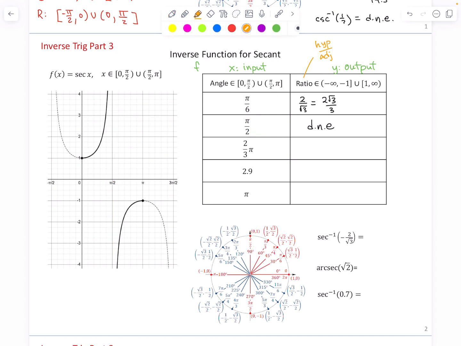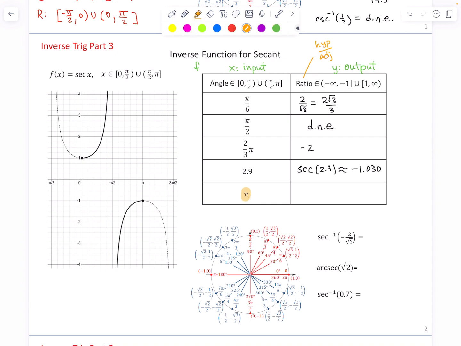Venturing into the second quadrant, this portion of our angles, 2 pi thirds is this location. The first coordinate is -1/2. The secant is the reciprocal of that, so -2. 2.9 radians is a little bit less than 3 radians. Pi radians points on the left side of the circle, so I expect 2.9 radians to be an angle somewhere around here. But 2.9 radians is not an angle on the unit circle, so I'll use a calculator and type in secant 2.9. Make sure you are in radian mode, and you get approximately -1.030.